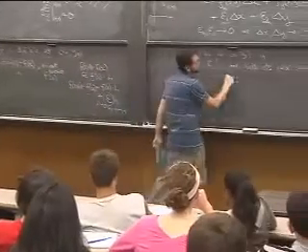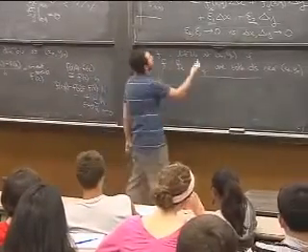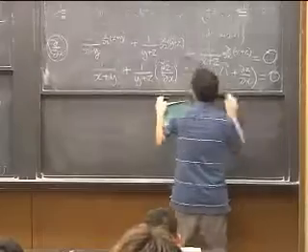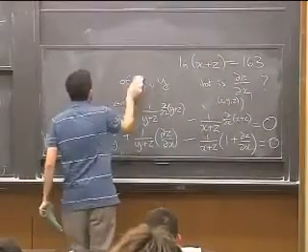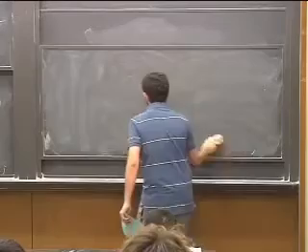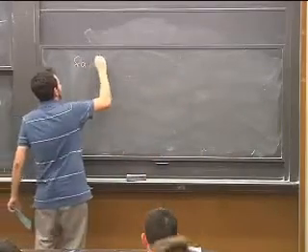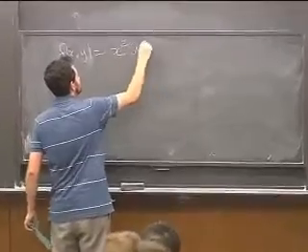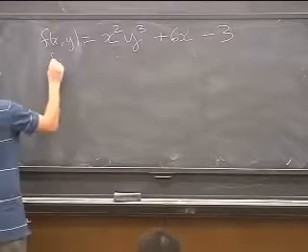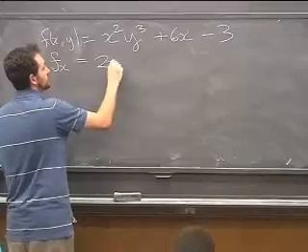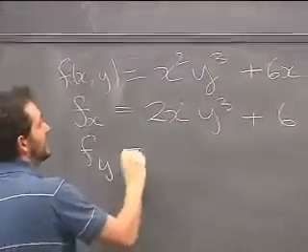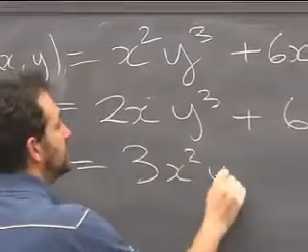You can do second derivatives as well. So, for example, suppose that I have a function, I don't remember the exact one I wrote down before, but I'll write down something like this. f of x y is x squared y cubed plus 6x minus 3. Well, the first partial with respect to x is 2x y cubed plus 6. And the first partial with respect to y, as we saw, is 3x squared y squared.